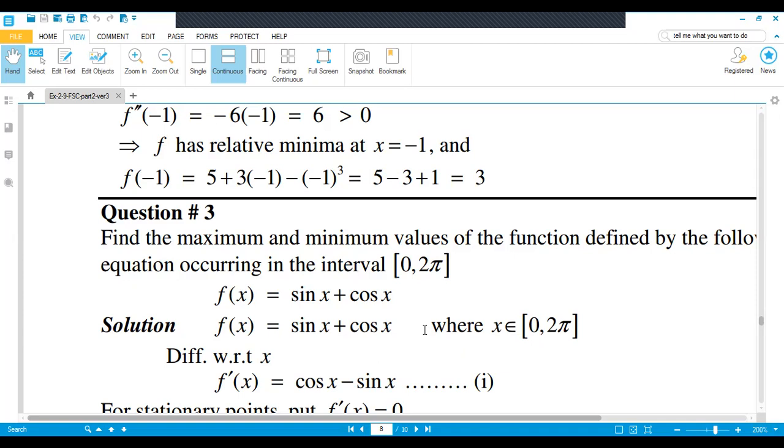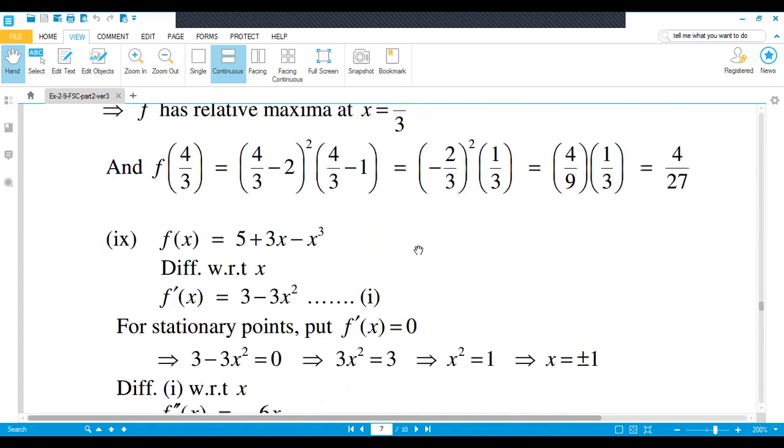After this second step, the third step is that the value of x which we already found, we put in the original function. It gives us the value at which the function is minimum or maximum. You can check it in this. Look, we have given f of x. This is the revision of the previous lecture.